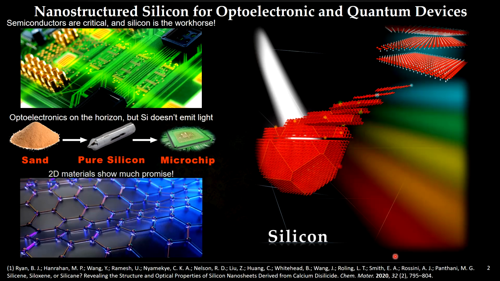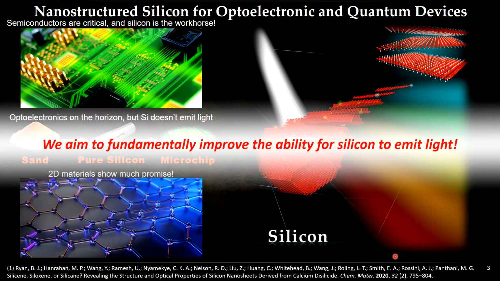There are those that are trying to mitigate this problem by developing new materials, but oftentimes these new materials fall short where silicon shines most. Silicon is earth abundant, it is non-toxic, and we have billions of dollars of infrastructure dedicated towards manufacturing, purifying, and distributing silicon. So, one key objective of my research is to fundamentally improve the ability for silicon to emit light.